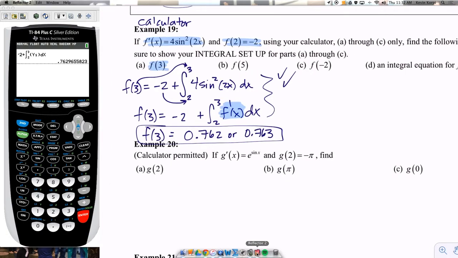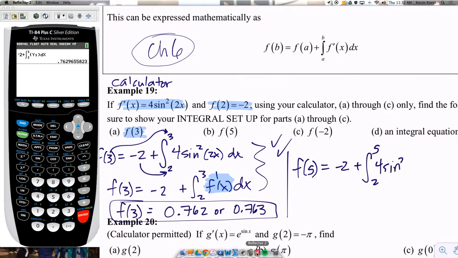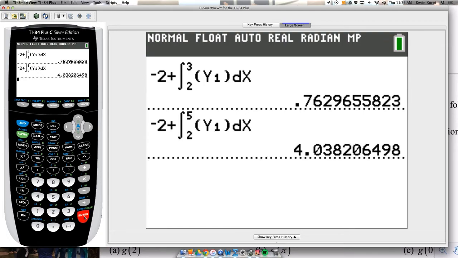All right, so if we do it for the others very quickly, the setup is going to be almost identical. F of 5 equals -2 plus the integral from 2 to 5. The only thing that changes is the upper bound. So while y'all are doing that, I'm going to go ahead. I wrote it on my iPad. I'm just going to recall it. And then all I got to do is scroll back up here and change my upper interval of integration. So I get 4.038.